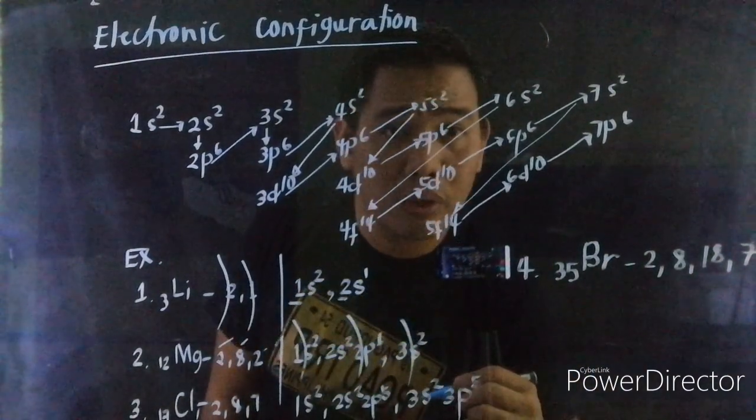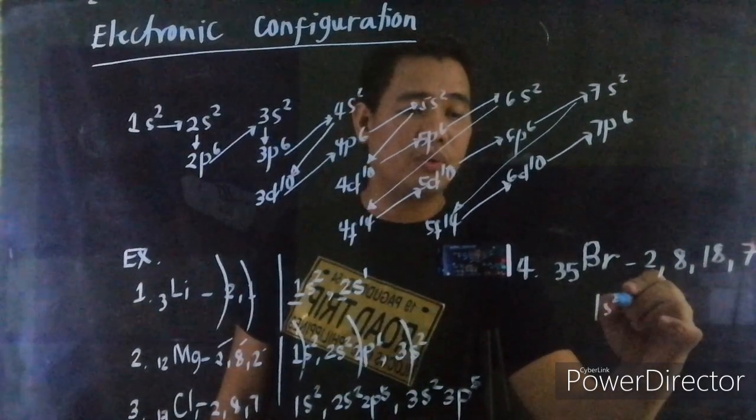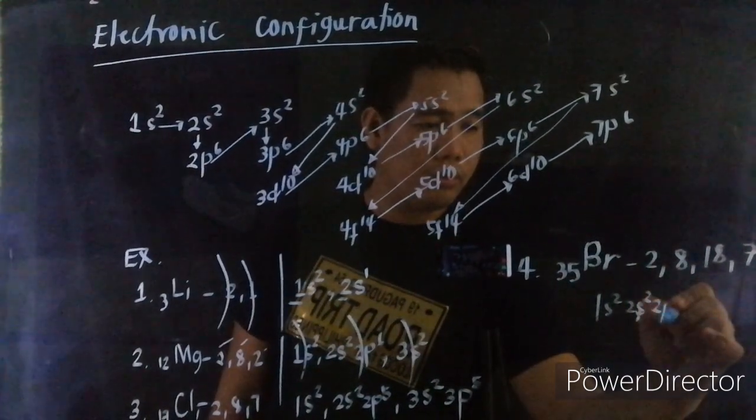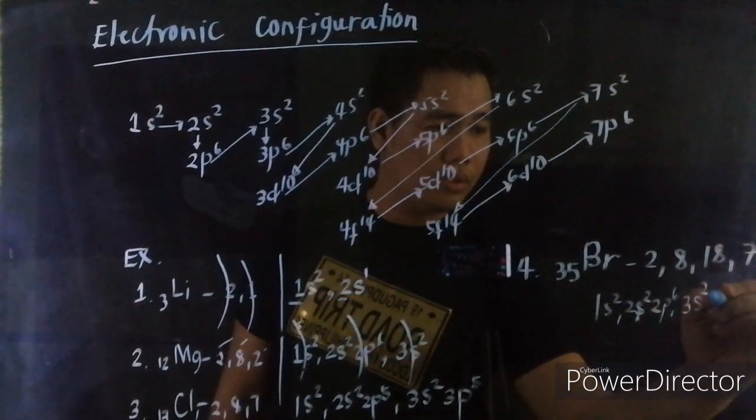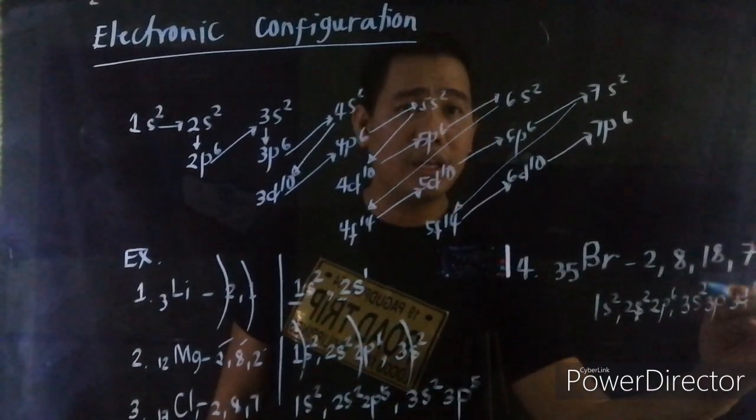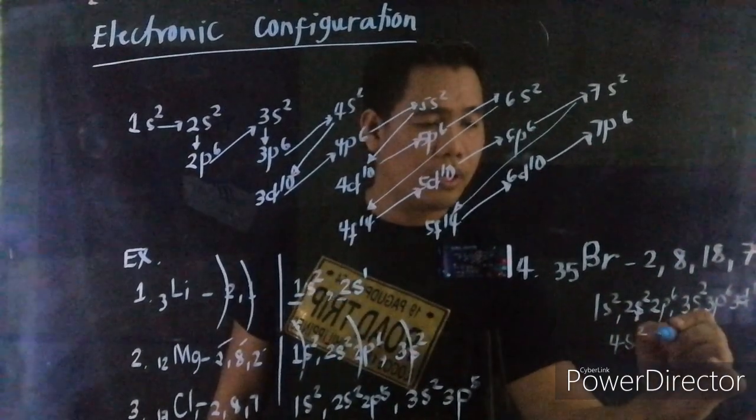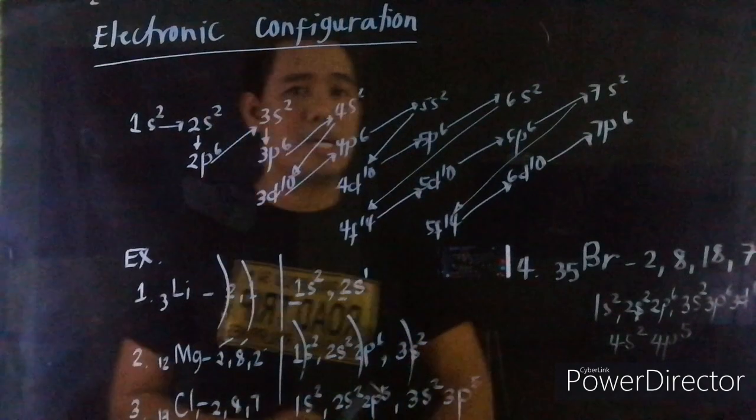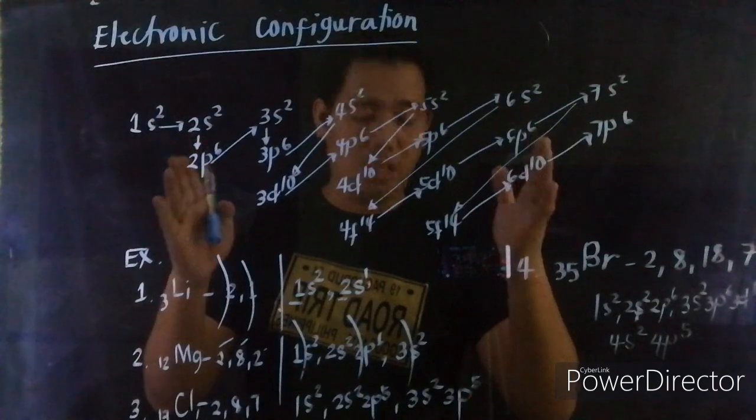So the electronic configuration of bromine is 1s2, 2s2, 2p6. Then we have 3s2, 3p6, and 3d10. Then the last one is 4s2 and 4p5. Okay, so that is the electronic configuration using the mnemonic device.